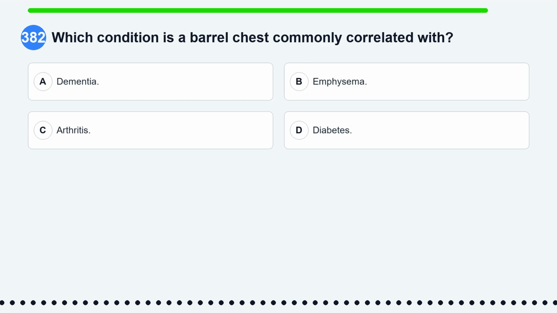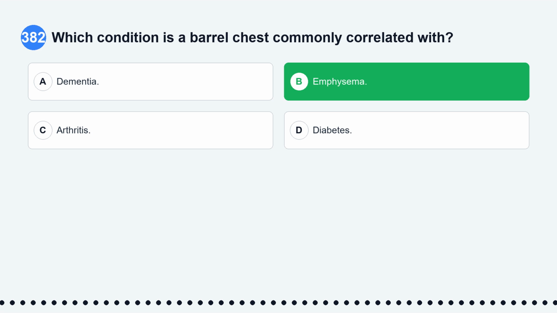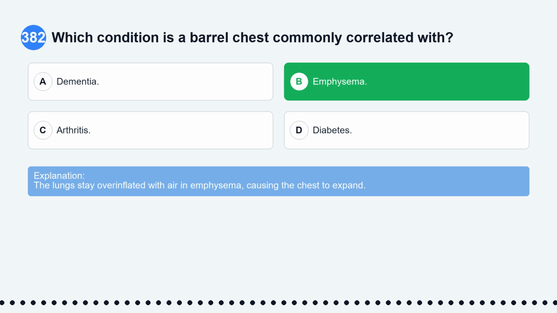Question 382. Which condition is a barrel chest commonly correlated with? Option A, dementia. Option B, emphysema. Option C, arthritis. Option D, diabetes. The correct answer is option B, emphysema. The lungs stay overinflated with air in emphysema, causing the chest to expand.